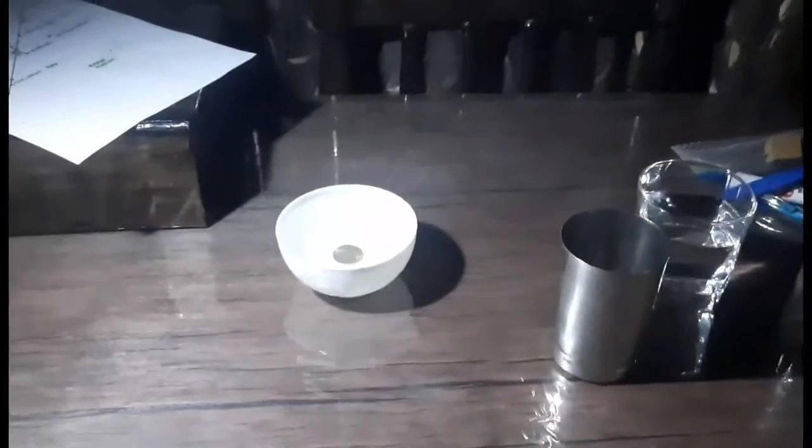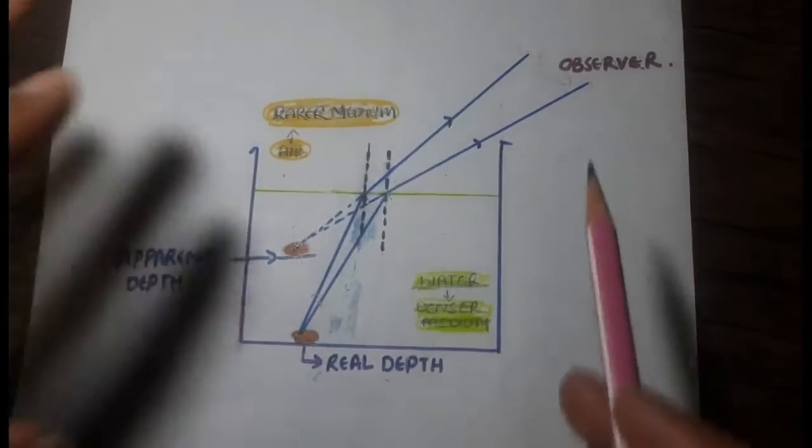Now why does this happen? Why does the coin appear raised to us? Why does it appear at a position where initially it is not visible to us when the bowl is empty? Let's explain this activity through this diagram.